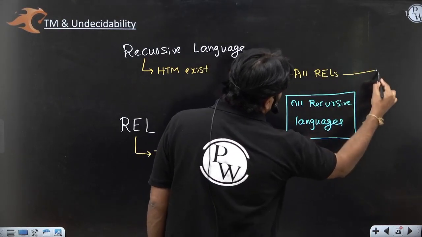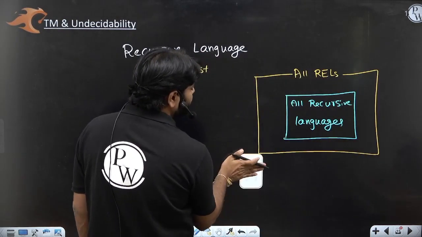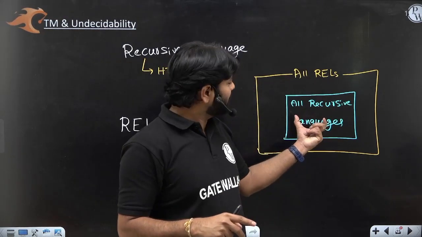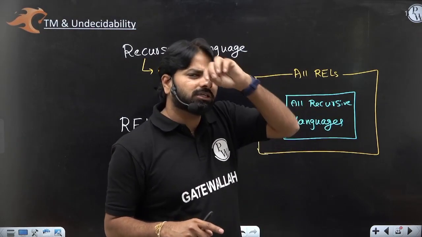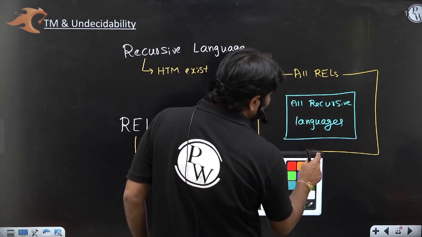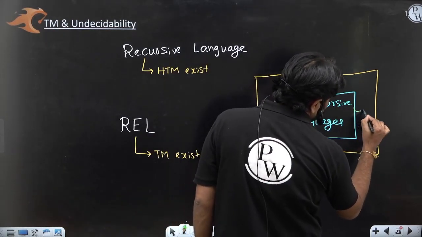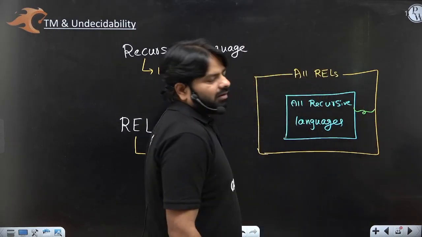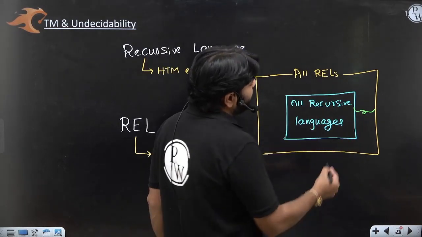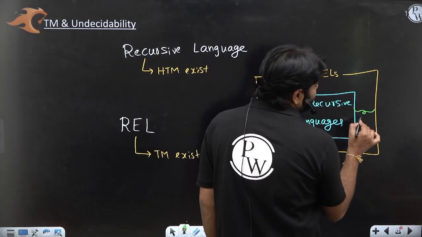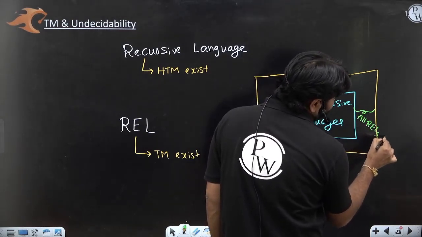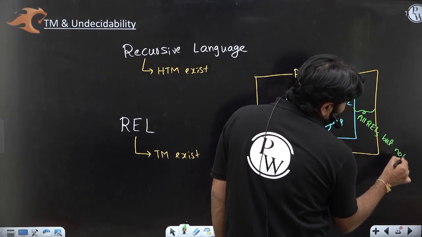All recursively enumerable languages are here. Now if you look at this classification, the blue box is inside the yellow box. It means every recursive language is REL. And here you compare, this is very special. This language is not just REL, it is outside the recursive class. It means it is not recursive but REL. So you can say these are different languages, all RELs which are not recursive.